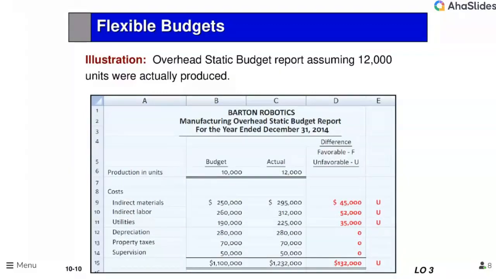Why? What's not right? The variable budget is not right. What do you mean, the budget was not right? Yeah, when it was budgeted in the first place, when the values were budgeted, the indirect material, the 250, that's not right?